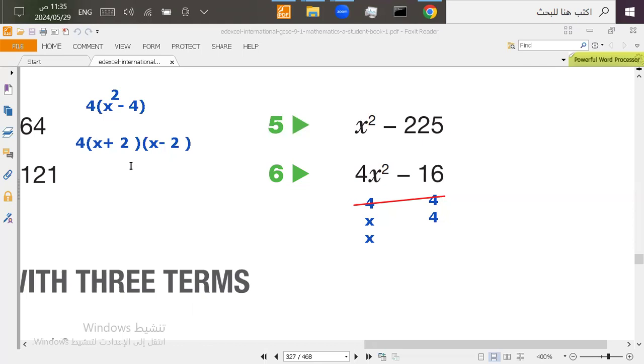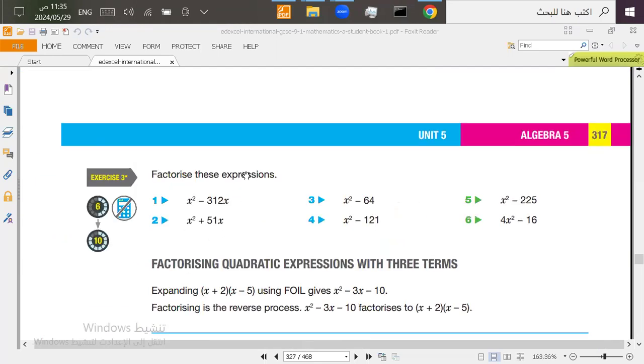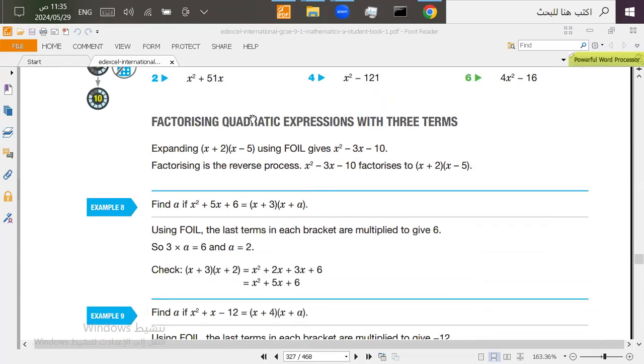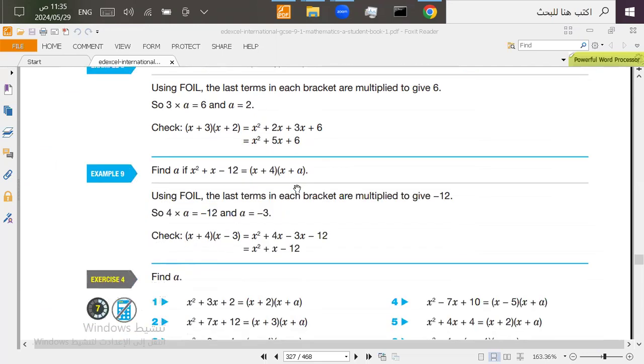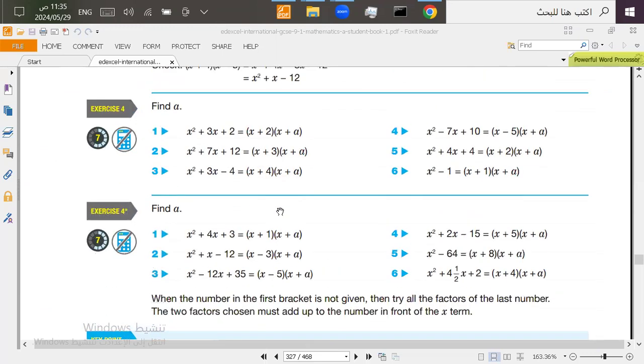Now, let's move on to the next questions. That's the idea of factorizing quadratic expressions using these methods. Now, the next thing is factorizing quadratic expressions with three terms. It means quadratic with three terms like this. Same idea, we're going to use the double bracket method. Now, for example, let's take a look at some questions here.